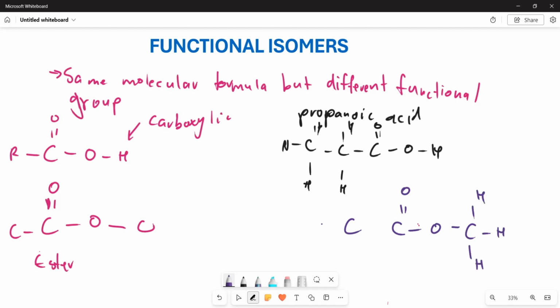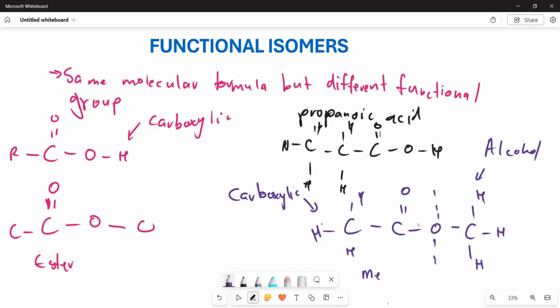The name will completely change. What will be the name of this now? Remember, this is your ester, and your ester is made up of the alcohol side and the carboxylic acid side. Which means the new name is going to be methyl ethanoate, right? This is going to be your methyl ethanoate.